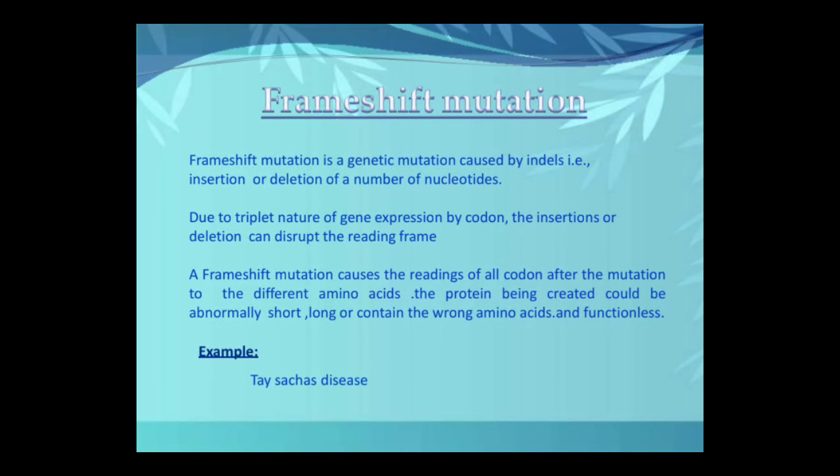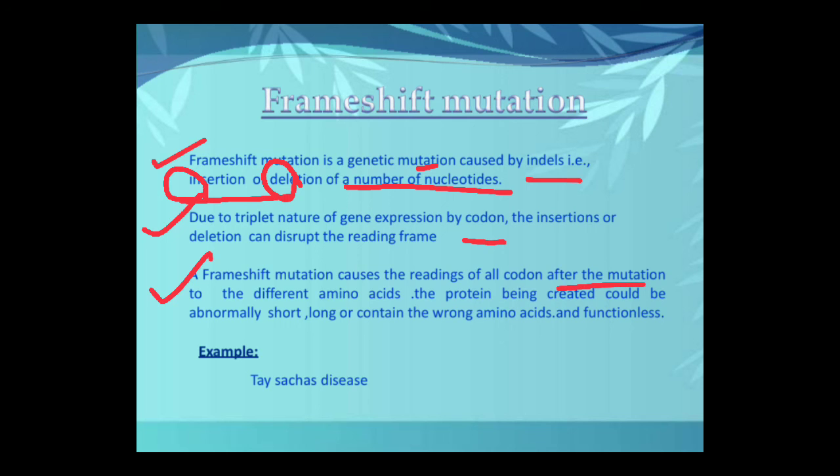Frameshift mutation. Frameshift mutation is a genetic mutation that is caused by indels, that is insertion or deletion, of a number of nucleotides. Due to the triplet nature of gene expression by the codon, the insertions or deletions can disrupt the reading frame. A frameshift mutation causes the reading of all codons after the mutation to code for different amino acids. The protein being created could be abnormally short, long, or contain the wrong amino acids and is functionless.